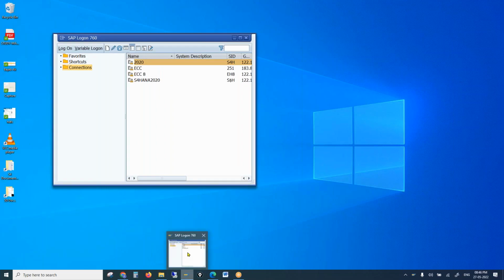If you see this icon, that means SAP is installed in your system. If it's a new system and SAP is not installed, then you can write an email to your basis consultant asking them to install this particular SAP GUI. This is called GUI, Graphical User Interface, and this is how we connect to the SAP system.